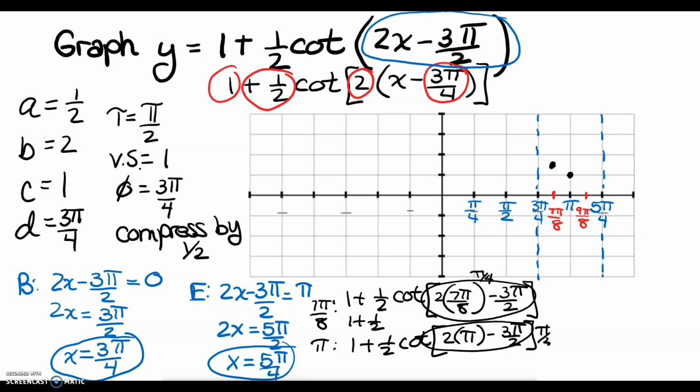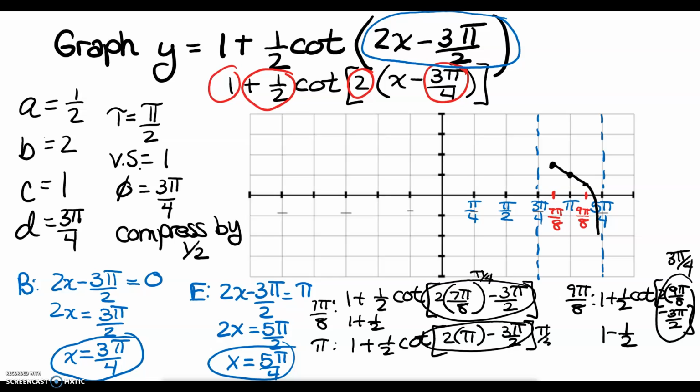And when I do 9 pi over 8, I get 1 plus 1 half cotangent of 2 times 9 pi over 8 minus 3 pi over 2. So that's going to be 9 pi over 4 minus 6 pi over 4, which is 3 pi over 4. So the cotangent of 3 pi over 4 is negative 1. So it's 1 minus a half. So I get a half. And you can see that my graph is going to look like this when I draw it in.